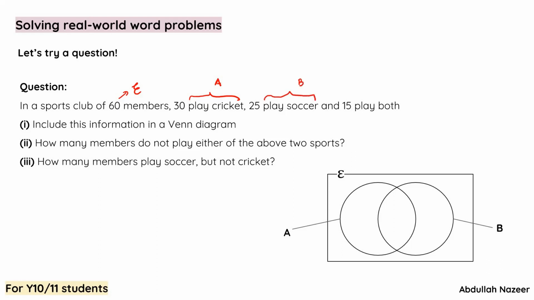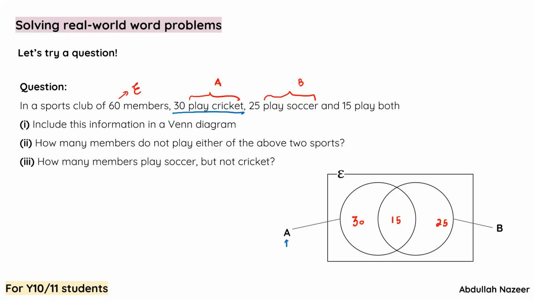So which means now I know that 30 play cricket, 25 play soccer, and 15 play both. So 30 play cricket, 15 play both, and 25 play soccer. If you thought of writing it like this, that would be wrong, because this is giving wrong information. The reason why I say so is because look at the question very carefully. It says 30 play cricket. It does not say 30 play only cricket. Now what's the difference?